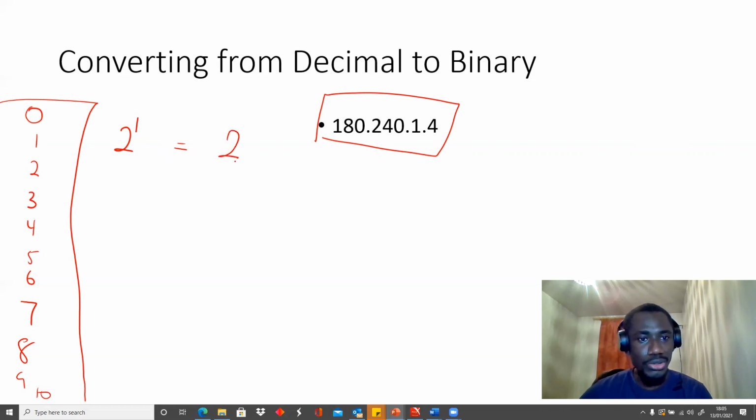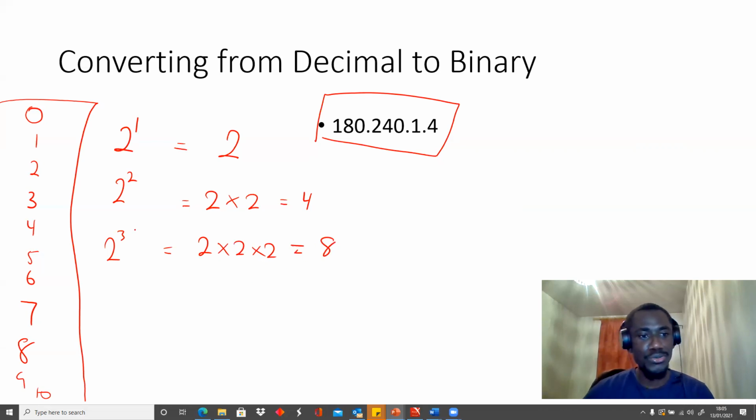Just one, so only 1, 2. 2 power 2 means we have 2 and we have another 2. So this will give us 4. 2 power 3, which means 2 3 times, which will give us 8. Now, there's always a confusion when people see 2 power 3, they feel it's 2 times 3. No, 2 power 3 means repeating 2 3 times. That will give us 8.